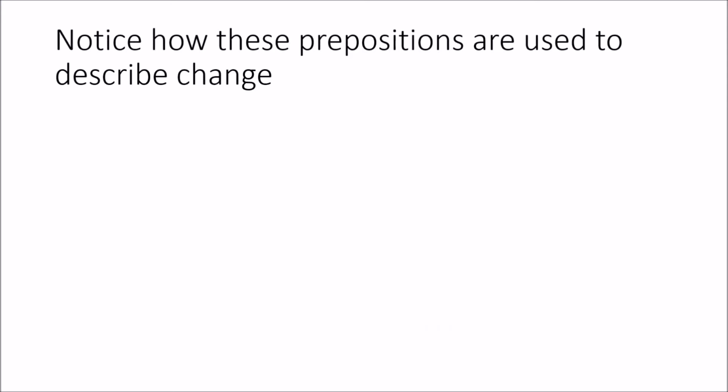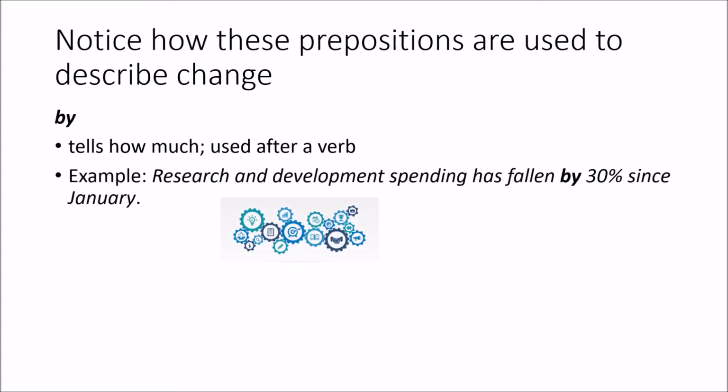There are several prepositions commonly used to talk about trends. For example, by. It tells how much. Example, research and development spending has fallen by 30% since January. By comes after has fallen, the verb, and before 30%, the quantity.